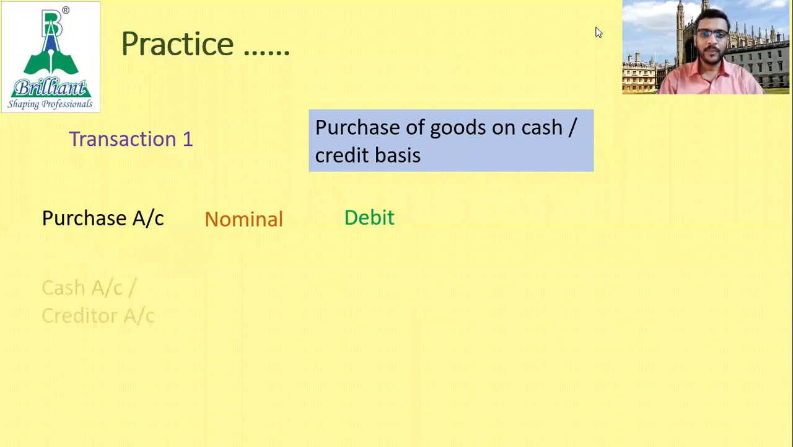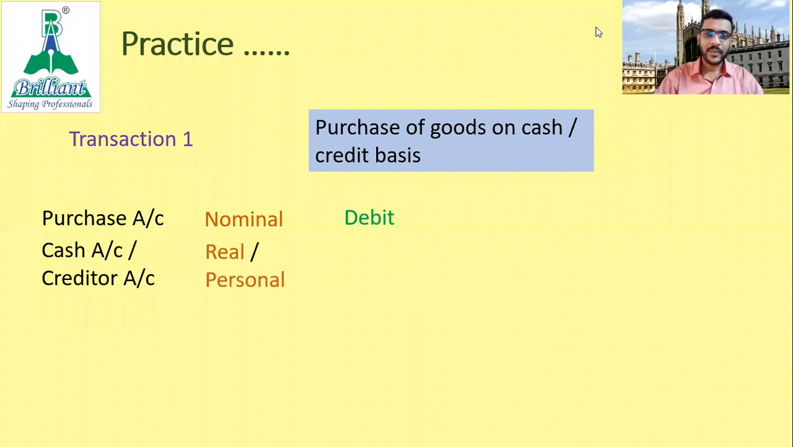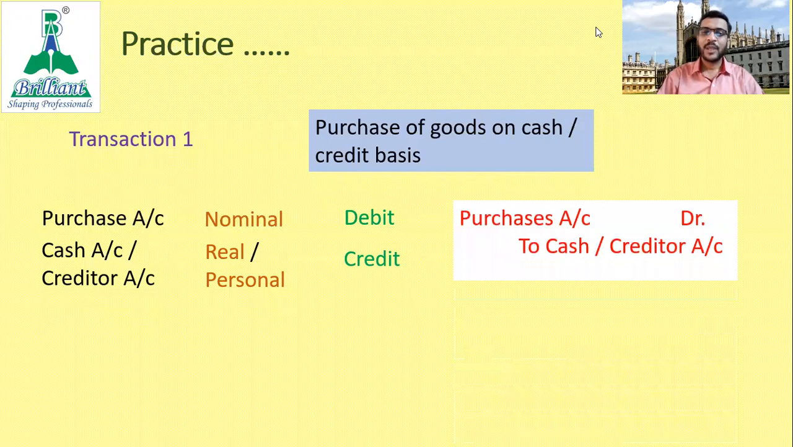Which is the other account? If it is purchased on cash, the cash account. If it is purchased on credit, then the name of the creditor. Cash account, real. Creditor account, personal. Now the purchase account is debited, so obviously the cash account should be credited. Now as per our format, the journal entry will be like this: purchase account debit to cash or creditor account. Is it clear?